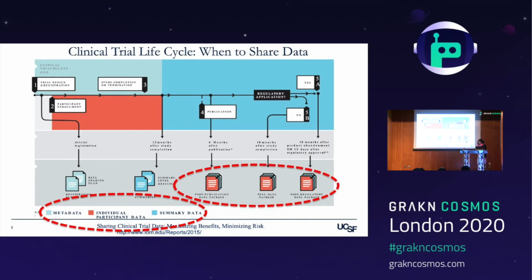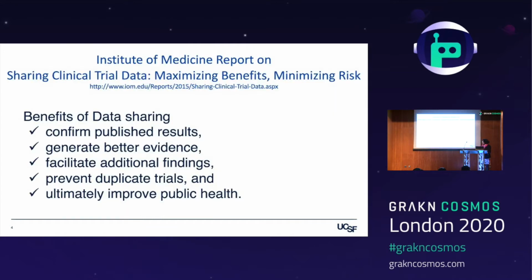Along those lines, the Institute of Medicine in the US came up with a report called Sharing Clinical Trial Data: Maximizing Benefits and Minimizing Risk, back in 2015. I'll just summarize the report. The benefits of data sharing are confirming the published results, generating better evidence, facilitating additional findings, preventing duplicative trials, and ultimately improving public health.